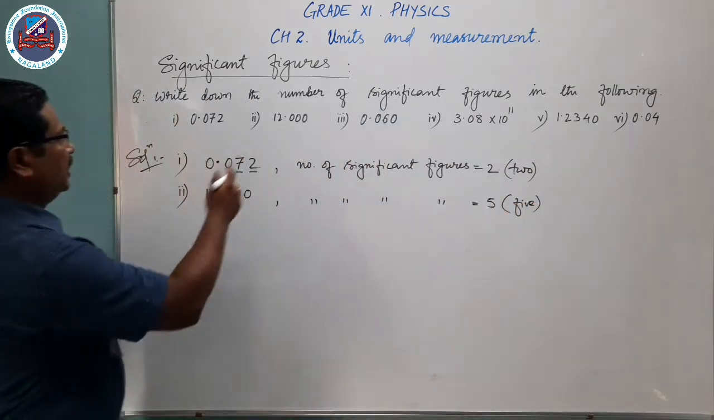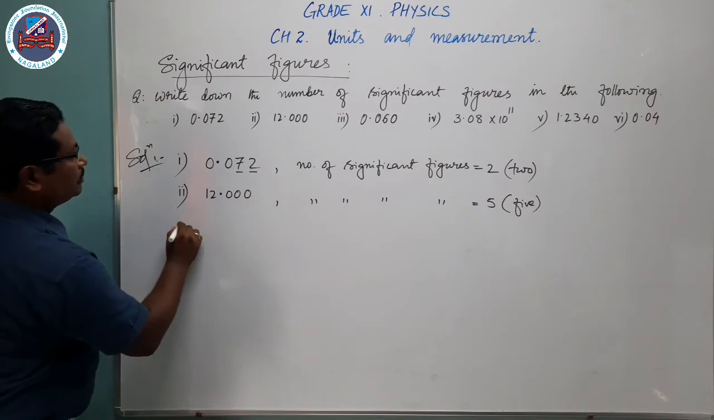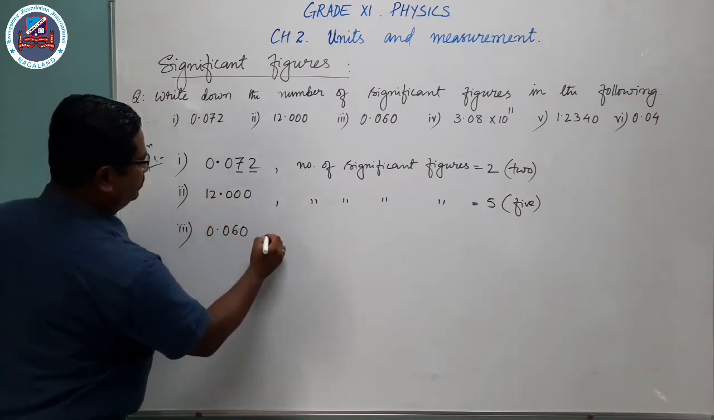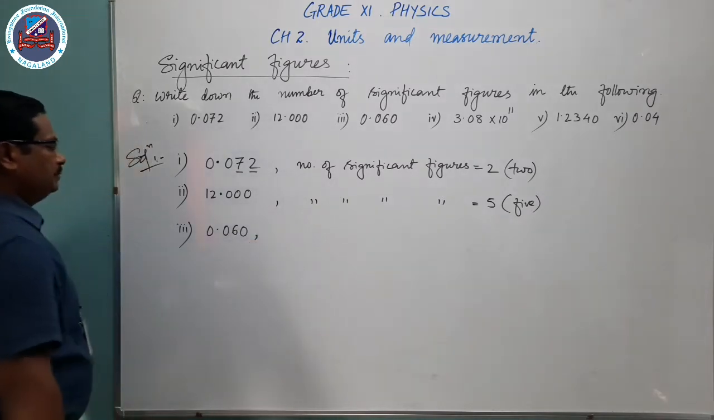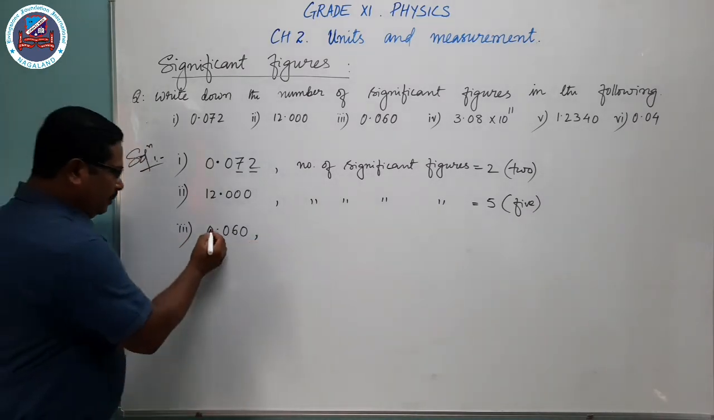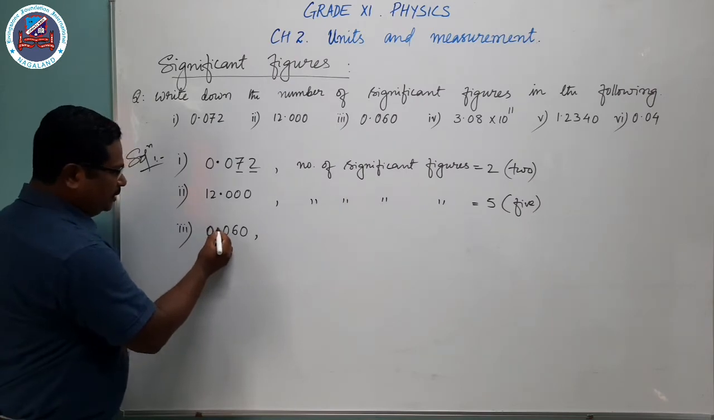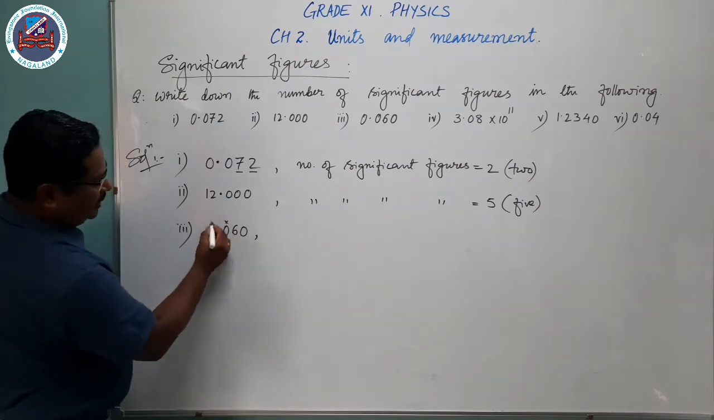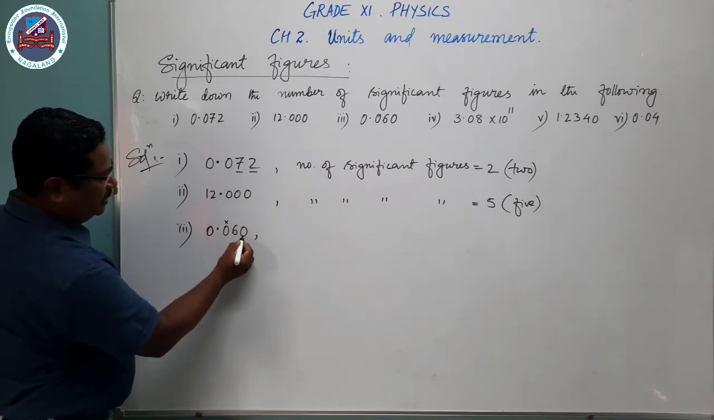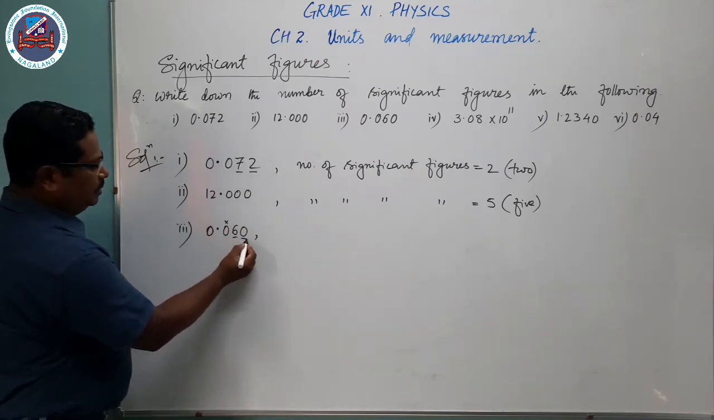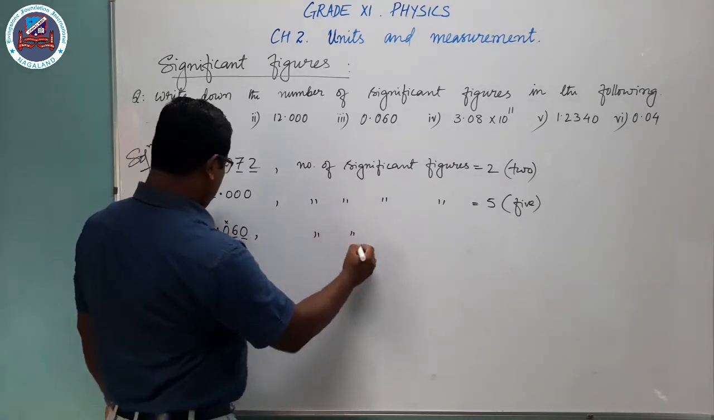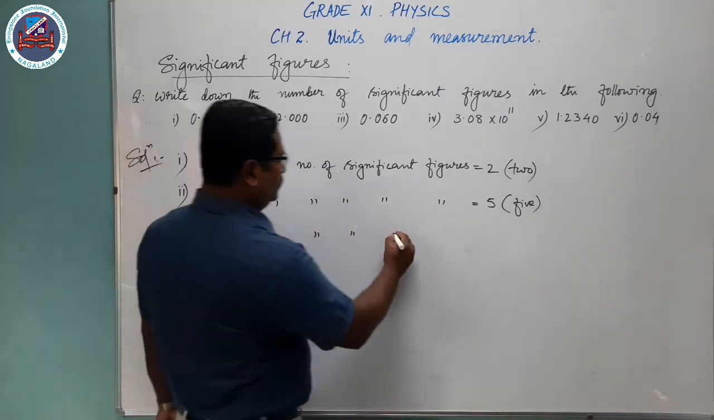Then we'll go to the third one, 0.060. You can see the number is less than 1, so this 0 is not significant. Then after the decimal, any 0 that comes after a digit is significant, so these 2 will count. So the number of significant figures here will be 2.